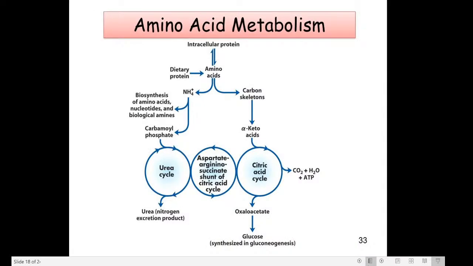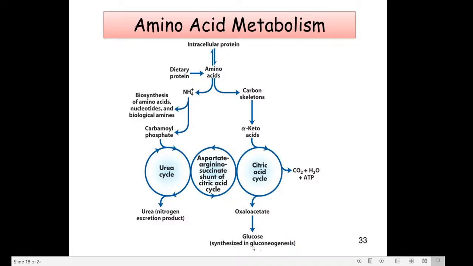And in the amino acid pathway, they have carbon skeletons. The carbon skeletons produce keto acids. These keto acids undergo the citric acid cycle. In the citric acid cycle, they release ATP, H2 and O2. Then after the utilization of keto acid in the citric acid cycle, it produces oxaloacetate.